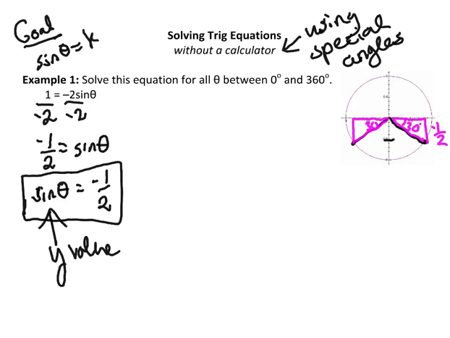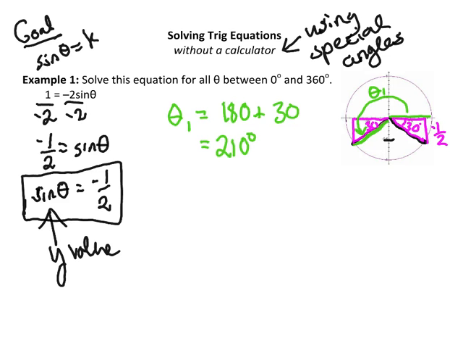Okay, then how do I write down these angles? Let's do this one first, which is the angle measured from the positive x-axis all the way to there. So let's call that our theta 1, the first angle I want to solve for. Well, that theta 1 I would get by going all the way to 180 and then adding another 30. So that theta 1 must be 180 plus the little 30 that I see from that triangle, which is 210 degrees. And that's my first solution here.